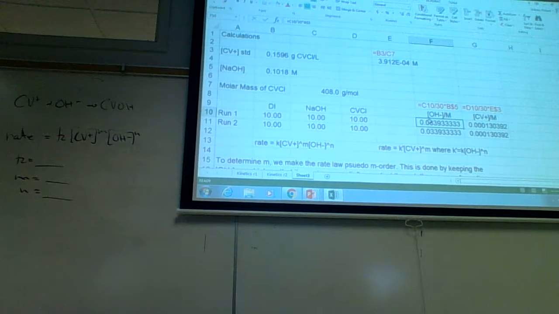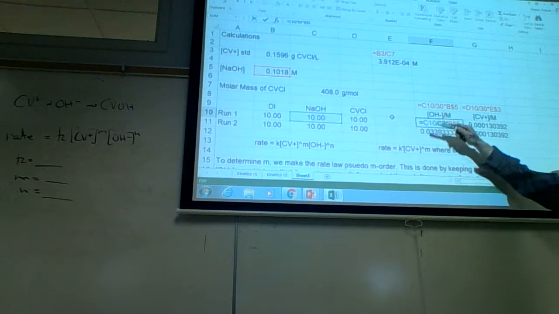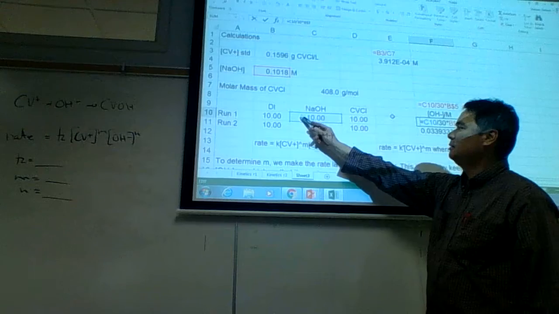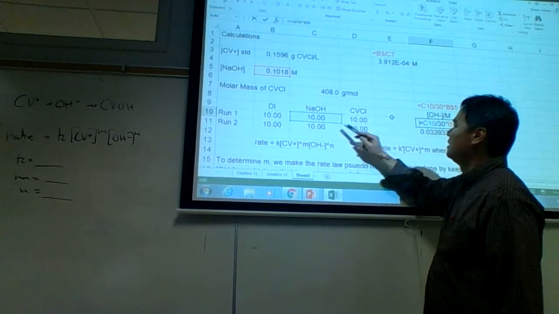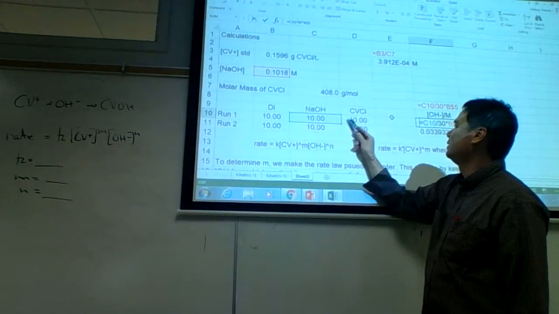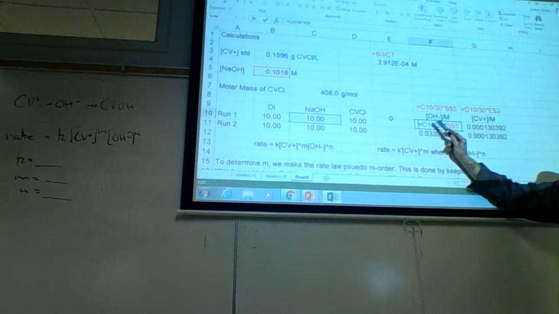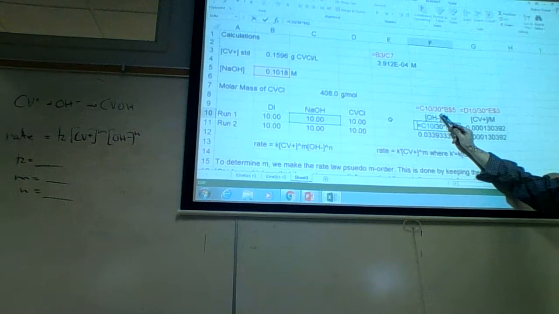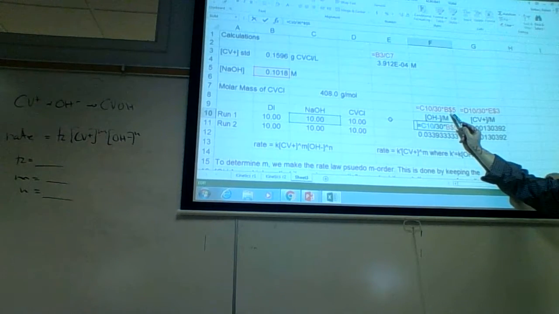And so we have to factor in solution dilution. So here's the equation for this. The equation for this is written up here. So it's going to be a 10. This is what for hydroxide. It's going to be 10 over 30 dilution. C10 is 10 over 30 dilution of B5.